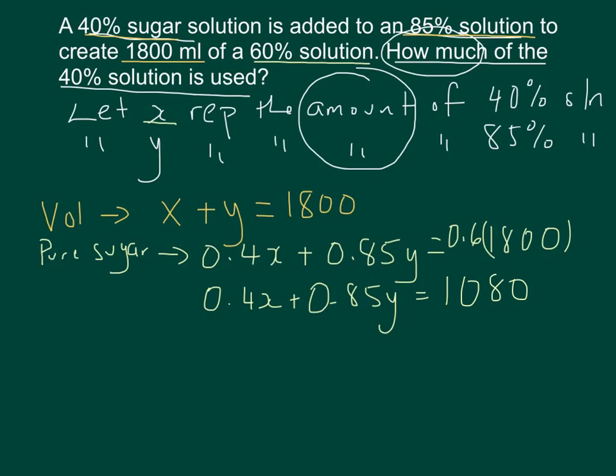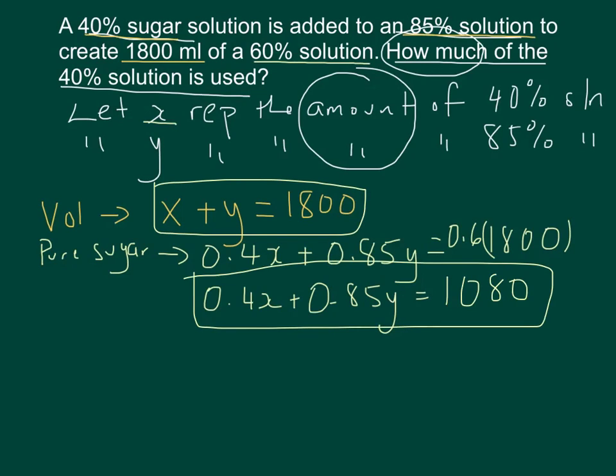So now I've got my two equations, 1 and 2. Let's rewrite them, one on top of the other. x plus y is equal to 180, and 0.4x plus 0.85y is equal to 108.